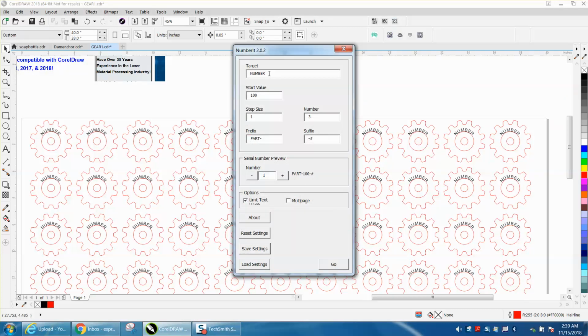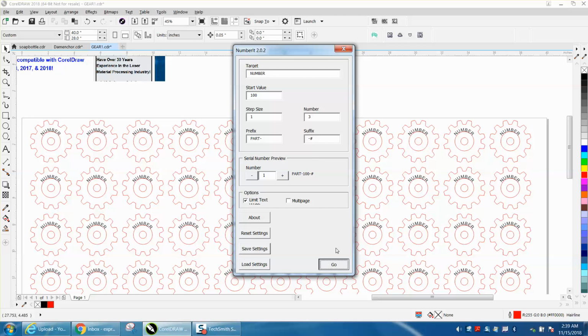I typed in the word number. I had a starting value of 100. I'm going to limit it to 3 digits long. I put a prefix of part with a space, and then a suffix of space, the minus sign, and the number sign or pound sign.